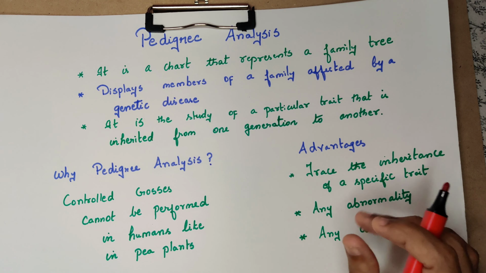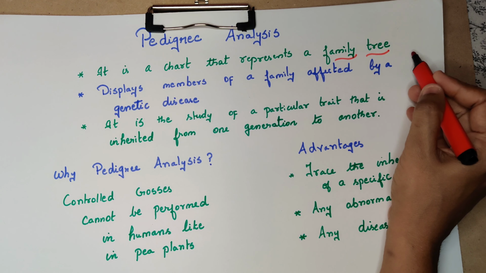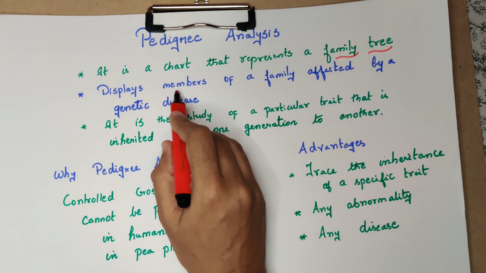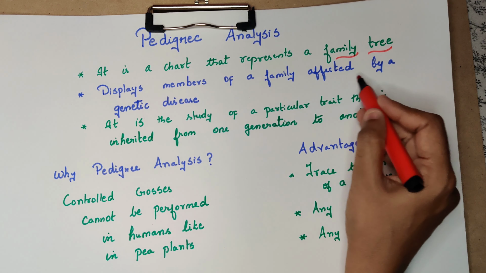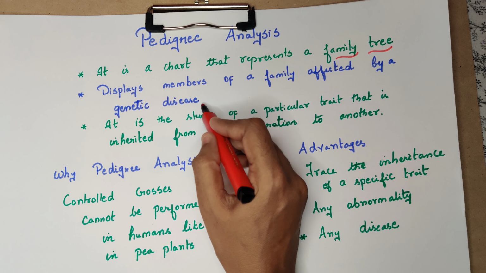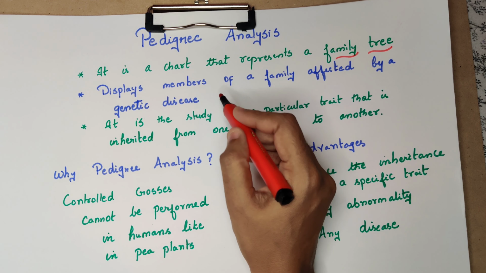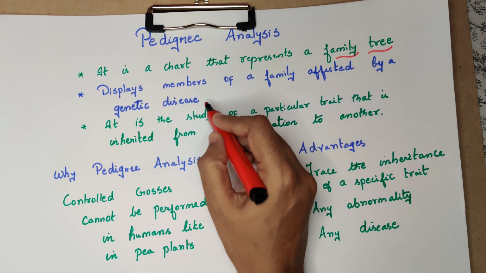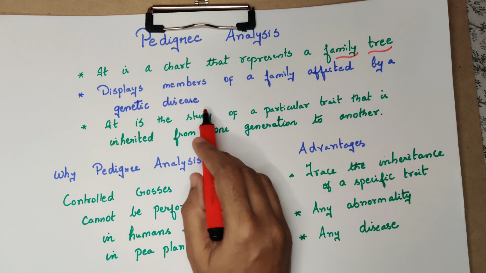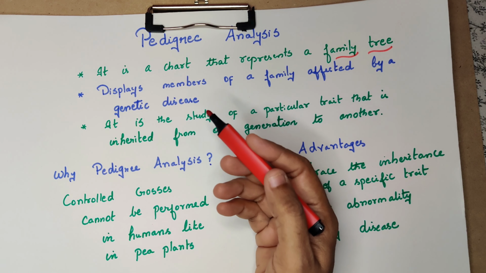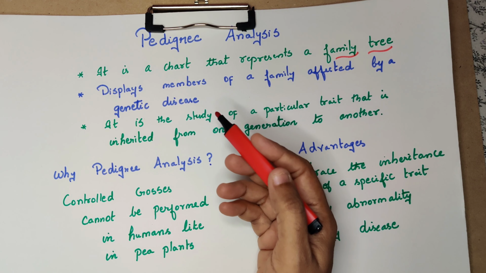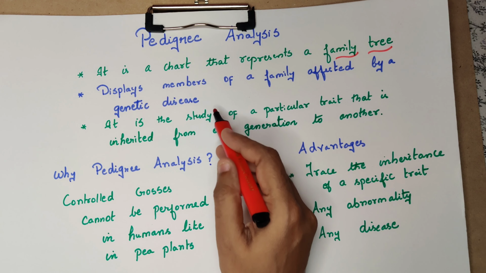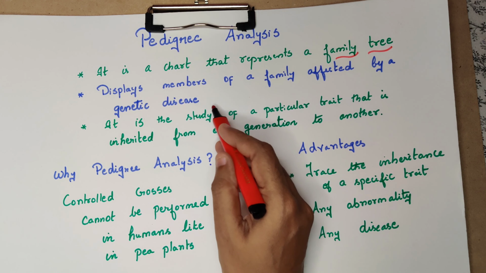So let's see what is pedigree analysis. It is a chart that represents a family tree. I'll be showing you how it looks. And the next one says that it displays members of a family affected by a genetic disease. Genetic disease, you all know, will run in a family and will be inherited one generation after another. So we are going to see how this genetic disease is passed on from one generation to another.